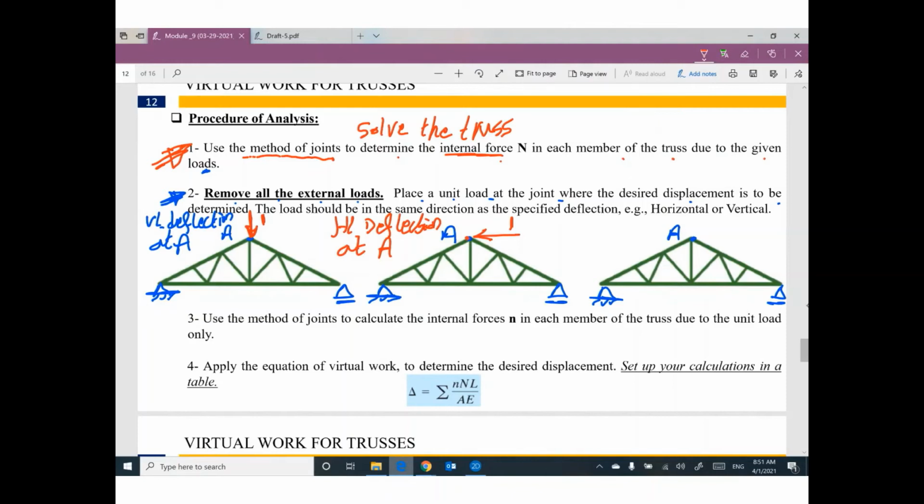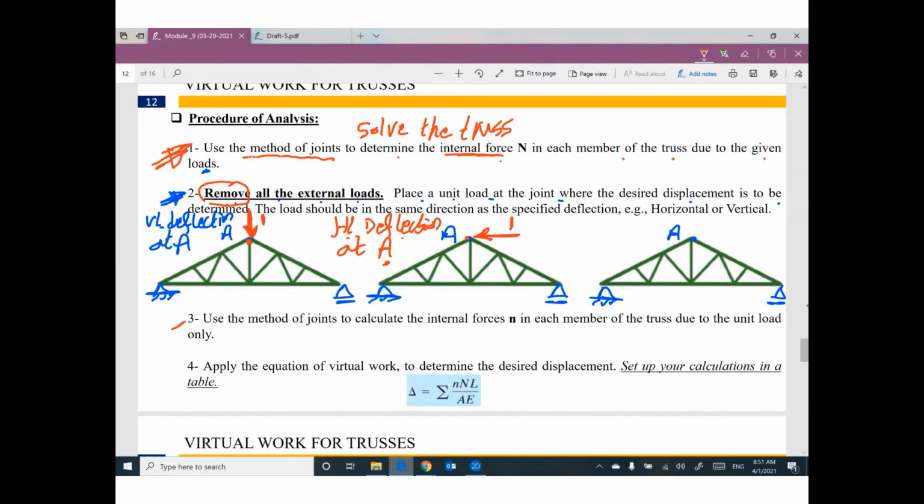So please, second step, I will remove all external load and I will put unit load. This unit load can be vertical or can be horizontal based on what is required in the problem. If the required is vertical deflection at this joint, I will put the unit load vertical. If the required is horizontal deflection at this joint, I will put the unit load as horizontal load.